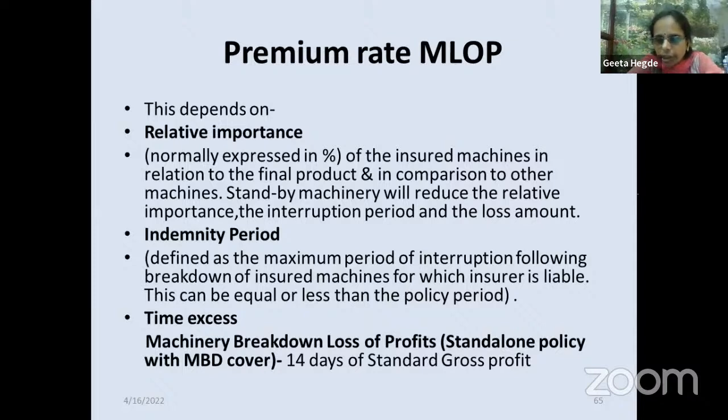These are all the good features. Depending on that, the indemnity period will be decided, and depending on that, even the estimated loss will be decided and the rate will be decided.